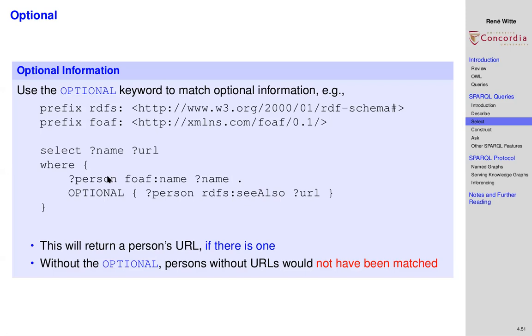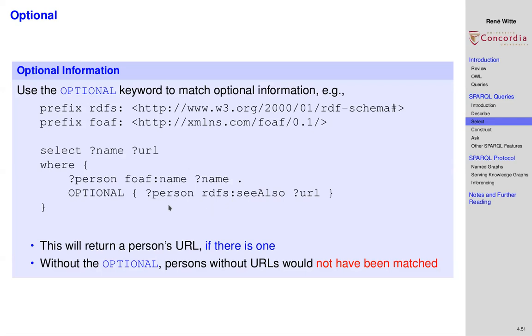So you can see the pattern here. We are asking for a person, I'm using both name and the name here. And now the second part is matching the URL. So the person, using the see also predicate, is connected to the URL.